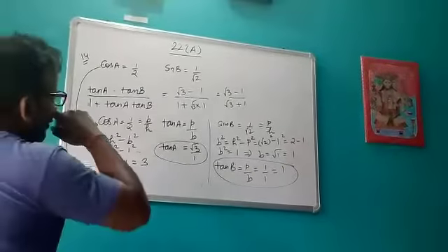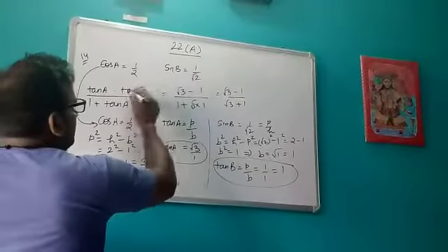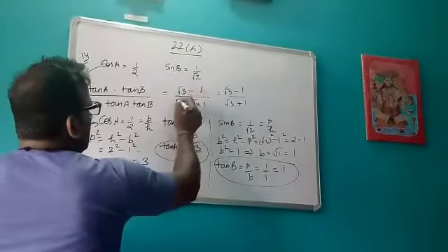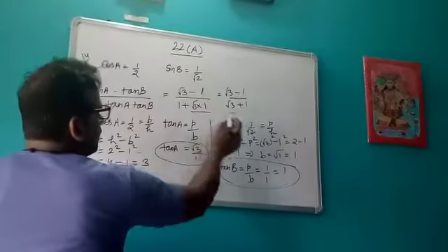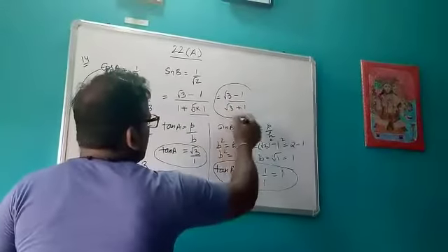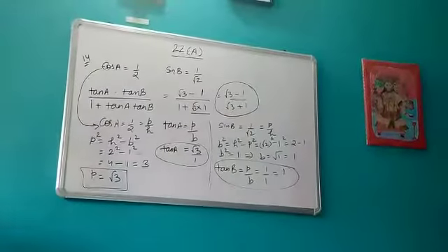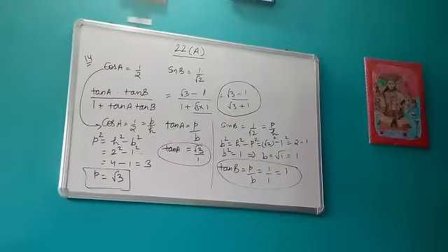Now we will put the values. Tan A is root 3, tan B is 1, so it is root 3 minus 1 upon 1 plus root 3 into 1. So you will get this answer, root 3 minus 1 upon root 3 plus 1. Okay, this is how you can solve questions of this type.